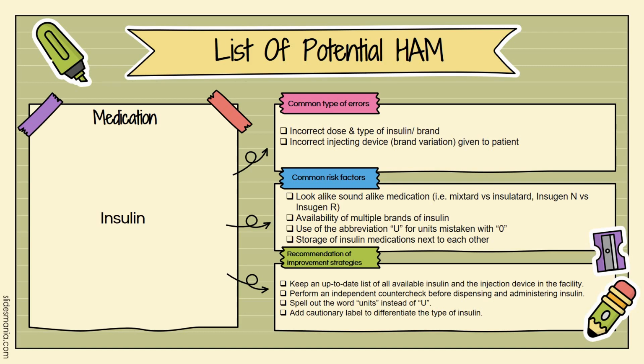The recommendation of improvement strategies is keep an up-to-date list of available insulin and injection devices available in the facility. Perform a counter check before dispensing and administering insulin. Spell out the word units instead of U, and add a cautionary label to differentiate the type of insulin.